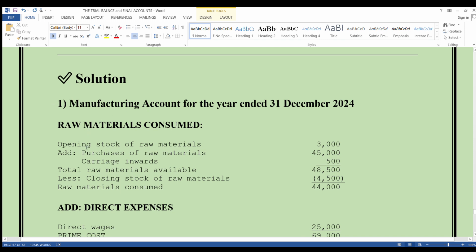As usual, remember the format. First, you deal with the raw materials consumed, in which you start with the opening stock of raw materials. This was the value. Then you add the raw materials you bought, purchases of raw materials. This was the value. Then the amount of money you used to bring those raw materials into the factory, which is carriage inwards, this value. So the total raw materials available is this. Then we have to remove those raw materials that remained at the end of the year, the closing stock of raw materials, which is this. When we subtract these two, we get the cost of raw materials consumed.